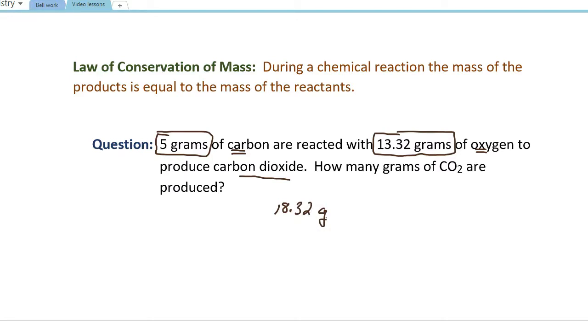This concludes this introductory lesson about chemical reactions. We'll study chemical reactions in greater detail later this year.